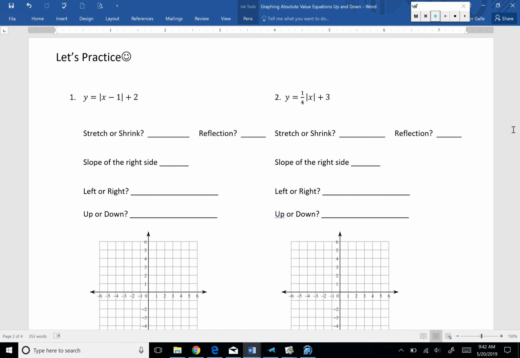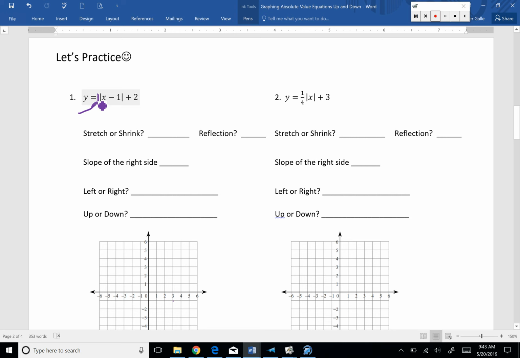So as we look at question number 1, I always like to start with looking at stretches and shrinks and reflections first. I like to look for that A value. And you might be thinking, wait, Miss Golly, there's not a number there. Well, if there's not a number there, we know we can always fill in with a 1.